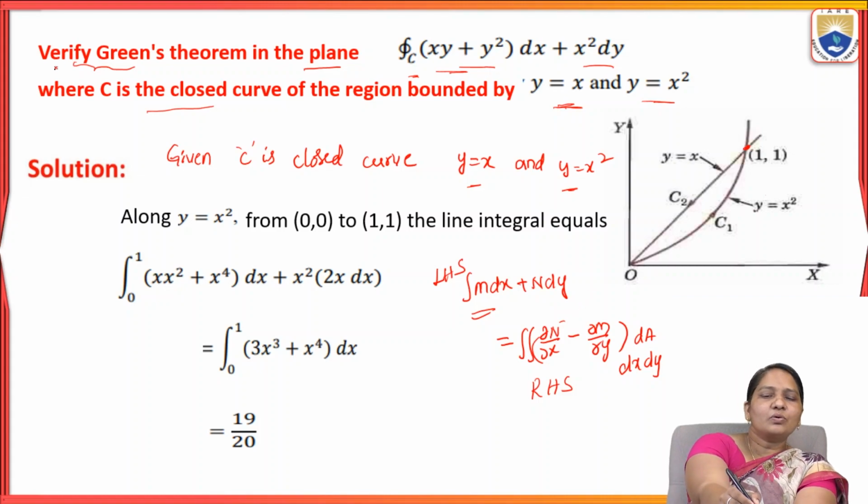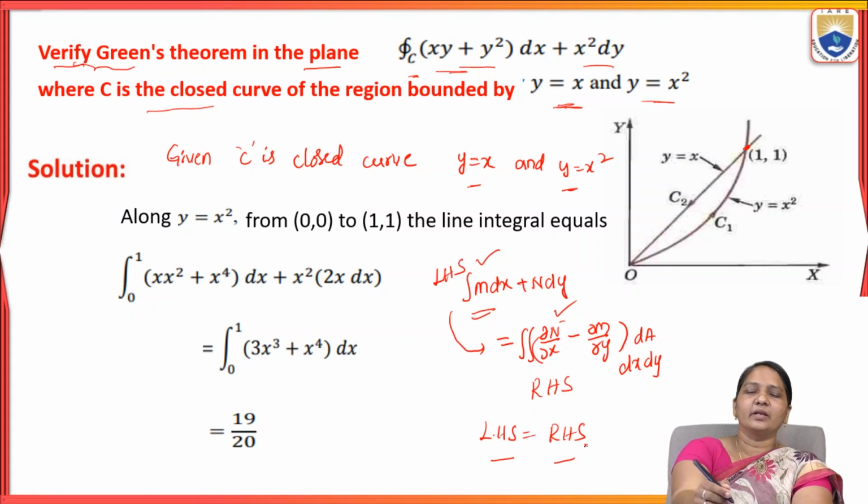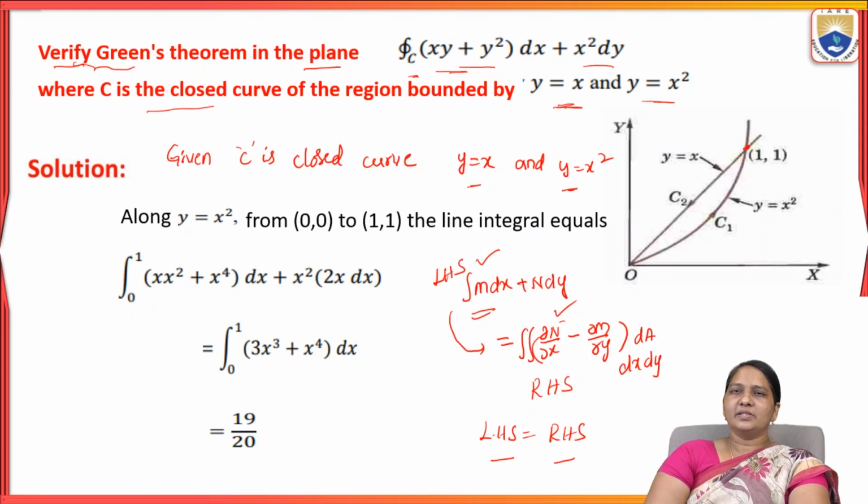But what they are asking in the question is to verify Green's theorem. That means you have to show LHS equal to RHS. That means we have to evaluate the line integral and we have to evaluate the surface integral also. Then these two values should be equal. If you prove LHS equal to RHS, then Green's theorem is verified. This is the procedure we are going to follow to solve the problem.